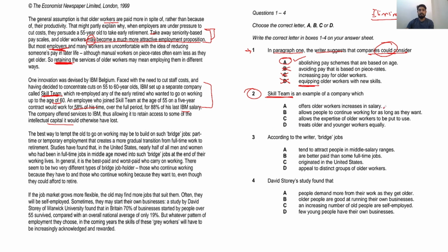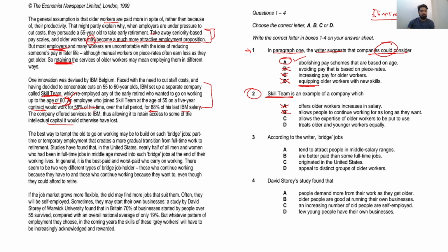Offers older workers increase in salary. Did they say they are going to increase the salary? No, I don't think so. Correct? So they are telling they can work for 88% of the last IBM salary. So that means the salary is decreased. Correct? So this is wrong. Allows people to continue working as long as they want. Did they tell they can work as long as they want? No. Those who wanted to go on working up to the age of 60, they have said. Correct? An employee who joins skill team at the age of 55 on a 5-year contract. So only a 5-year contract. So that means up to the age of 60 they can work. So they cannot work as long as they want. This is eliminated.